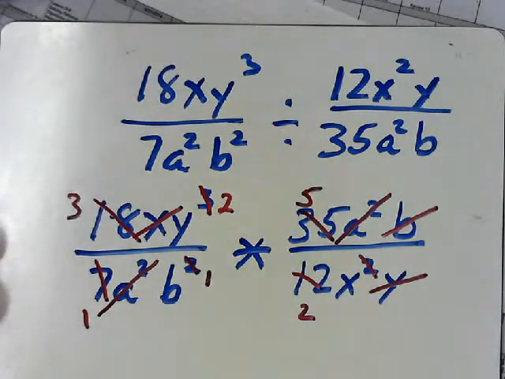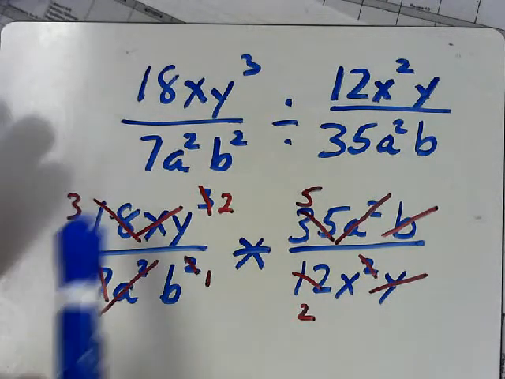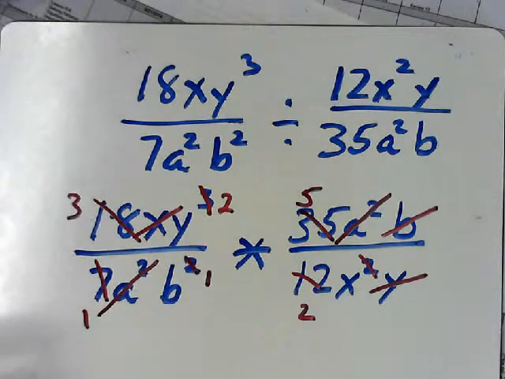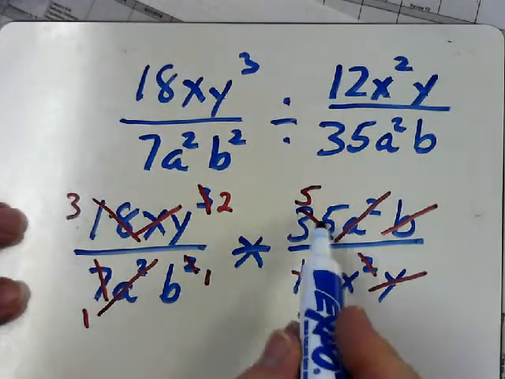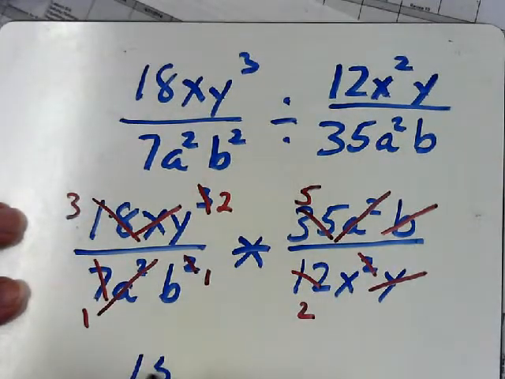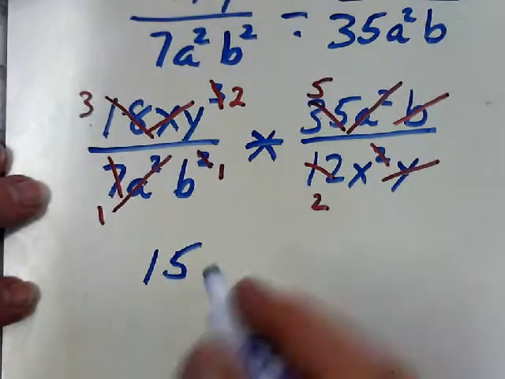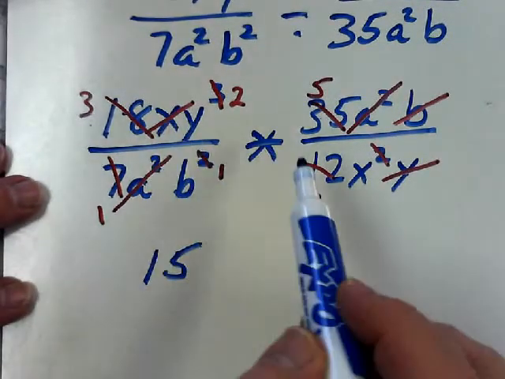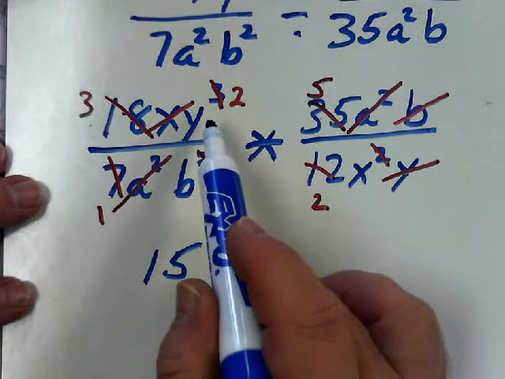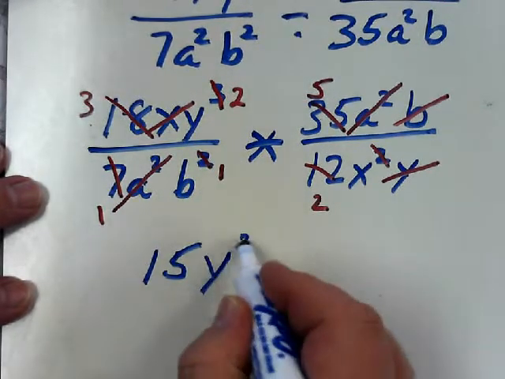So when you do this and you have a lot of things, you got a lot of messiness going on, don't you? Yeah, you can't be sloppy. So now I have a 3 times a 5, which is 15. 15xy squared possibly? The x is gone. The y squared's right there.